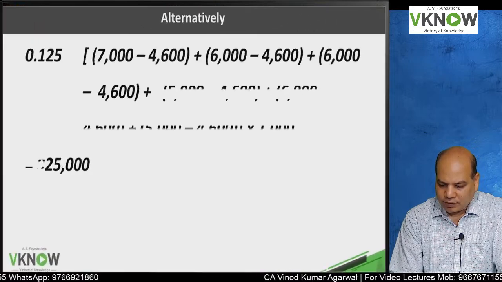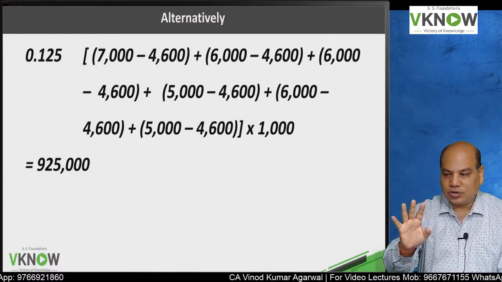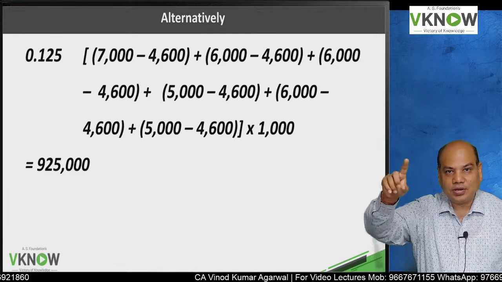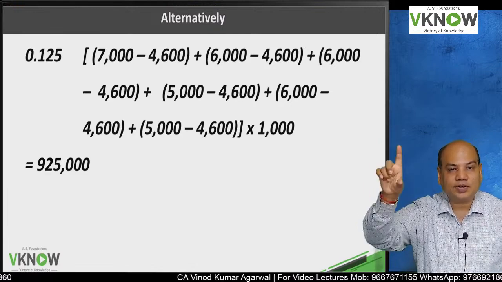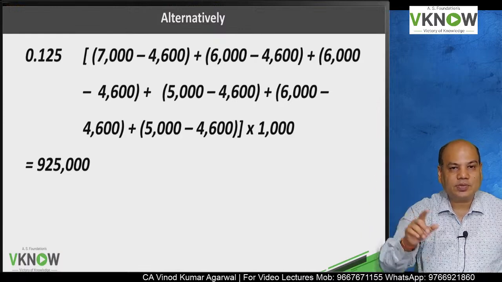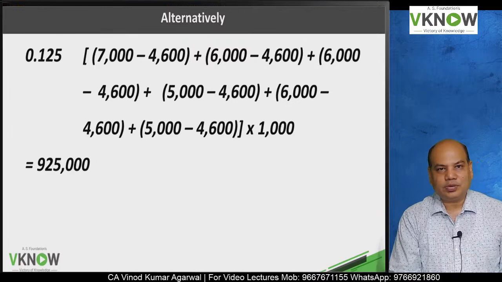Write down alternatively. You can solve by this also. You will get the same answer. Go to the last year. Diagram 2 last year. First six number. Each of them has a probability of 0.125.